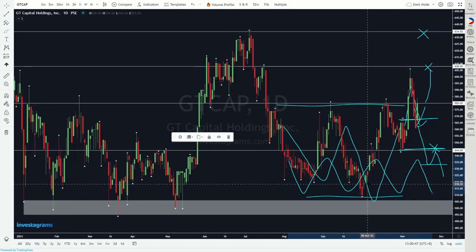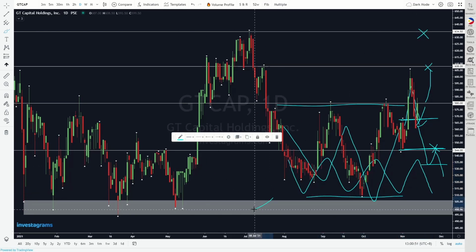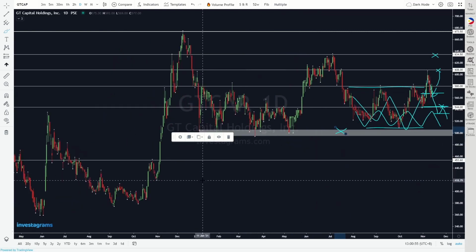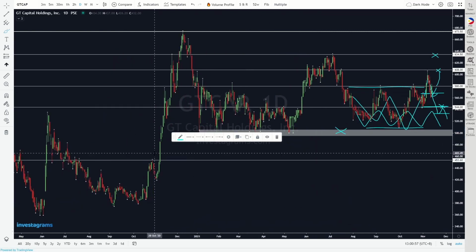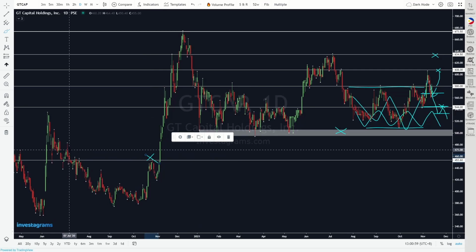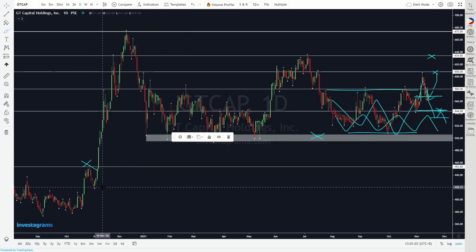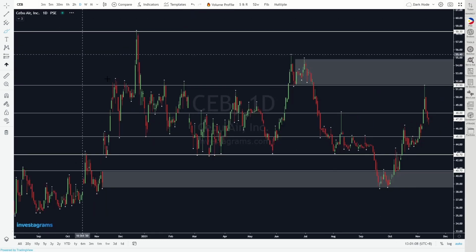If that happens, yun nga, either we get stuck within this range again, or we might come back, tag this white zone below, and if that white zone breaks, then medyo malalim na. Baka umabot na tayo ng 450 plus, ganon, or sabihin natin at least dito 480. Alright? And then finally, let's take a quick look at CEB.